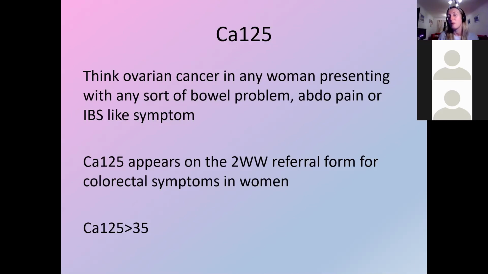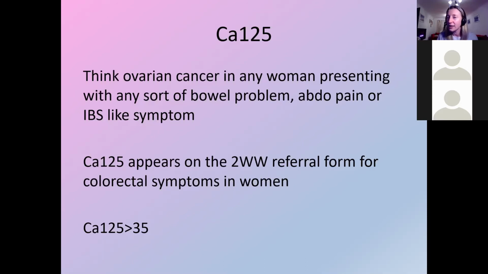They ask us to consider it with bladder symptoms, frequency and urgency. And so there's a whole selection of people, particularly a woman presenting who's age 50 or over with bowel-like symptoms, we should consider a CA125. They ask us to do one on the 2-week bowel form for women, and that's because the bowel symptoms can overlap. And if a CA125 is above 35, there should be a trigger for you to do an urgent ultrasound scan.